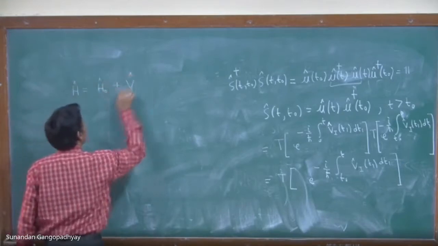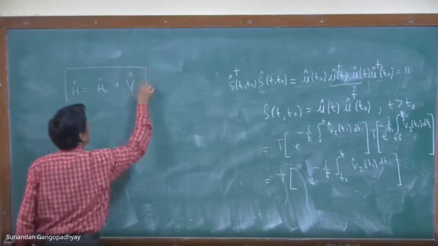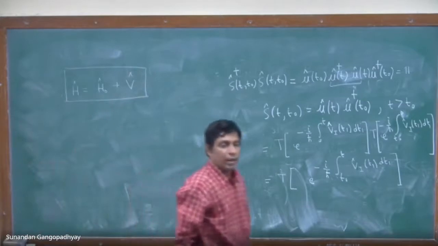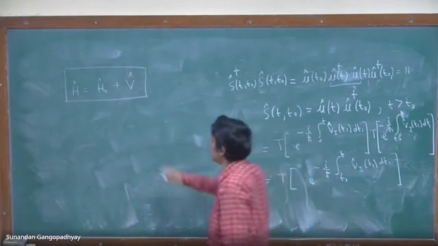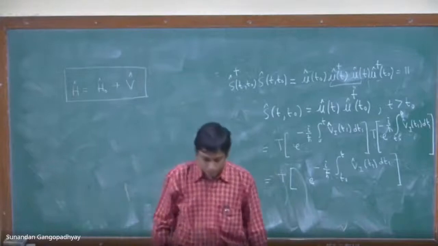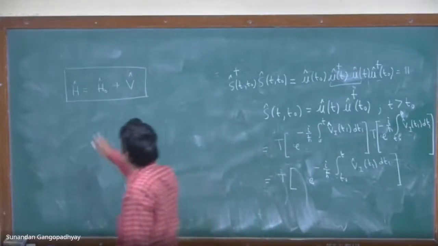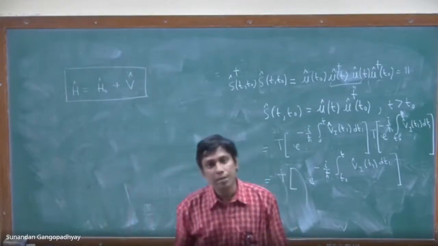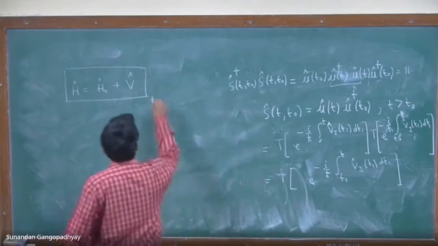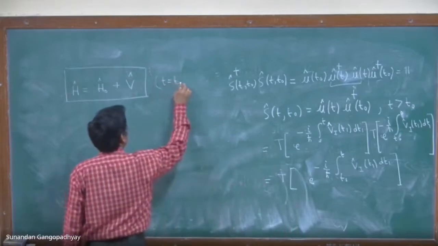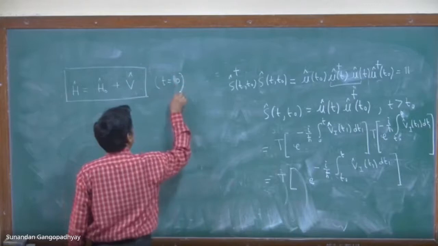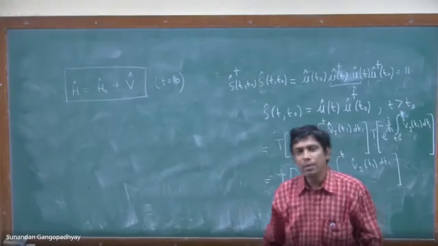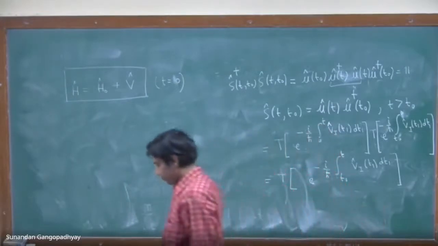So this is our Hamiltonian, which contains a free part H naught and an interacting part. This is the interaction part. And let this Hamiltonian be defined at time t equal to 0. By time t equal to 0, I mean that this Hamiltonian is time independent. Okay?